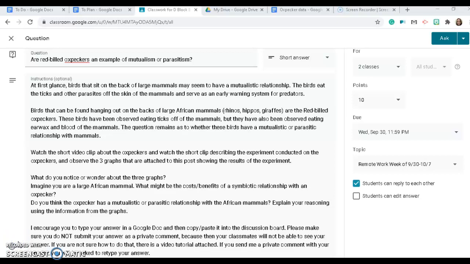Another example of a type of bird that can be found on the backs of these large African mammals are the red-billed oxpeckers. These birds have been observed eating ticks off the mammals, but they have also been observed eating earwax and eating blood in the wounds of the mammals, keeping the wounds open and keeping the blood flowing. And so scientists question whether these birds have a mutualistic or parasitic relationship with these mammals.